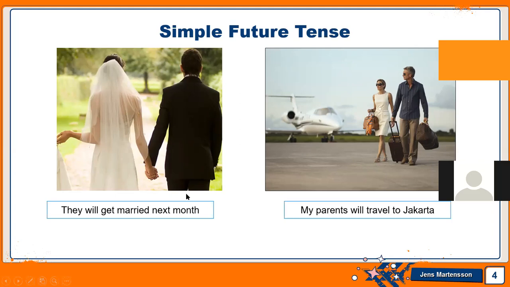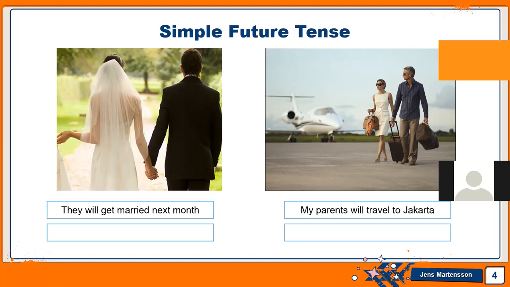Another example. My parents will travel to Jakarta next month or tomorrow. So here, my parents is the subject, and then will, and after will is followed by the basic verb, verb one. Ya, kata kerja dasar ya. My parents will travel to Jakarta. Okay. Right, these are simple future tense.